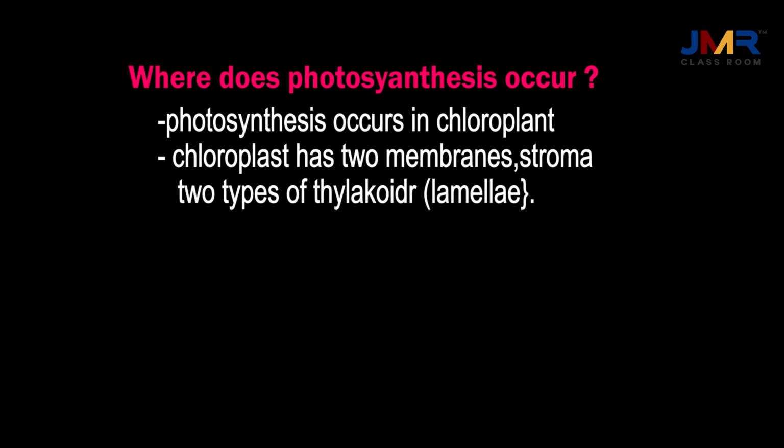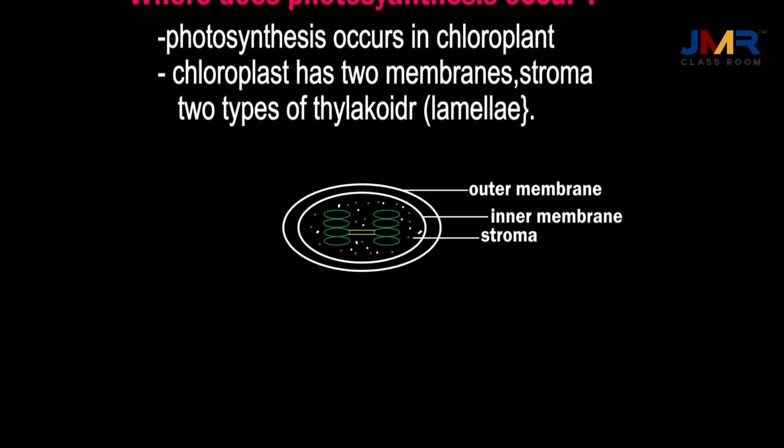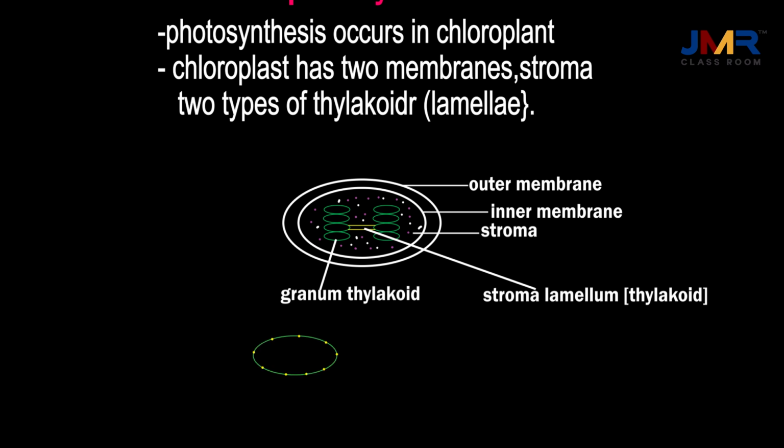This is the chloroplast diagram. Here the outer membrane and inner membrane are present. The matrix of the chloroplast is called stroma. And in the chloroplast, two types of thylakoids are present. These are granum thylakoids and stroma thylakoids. Granum thylakoids are stacked like piles of coins.